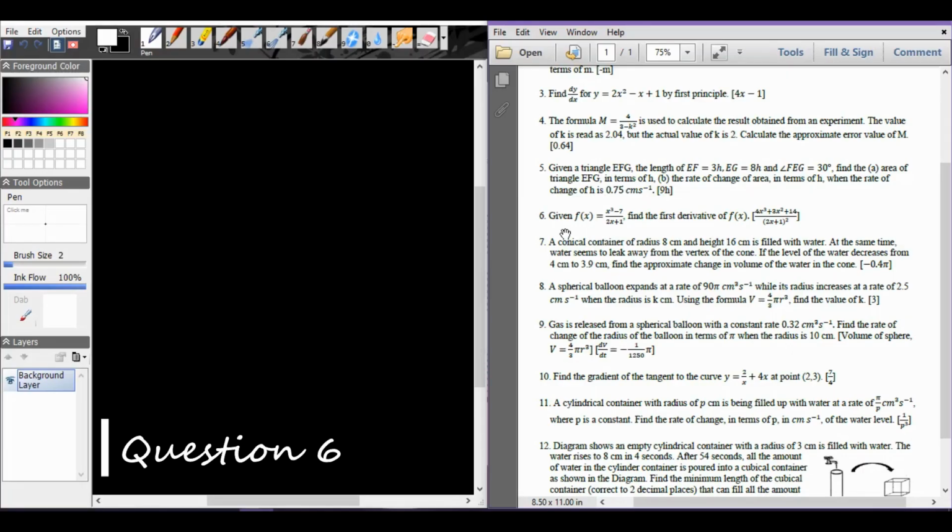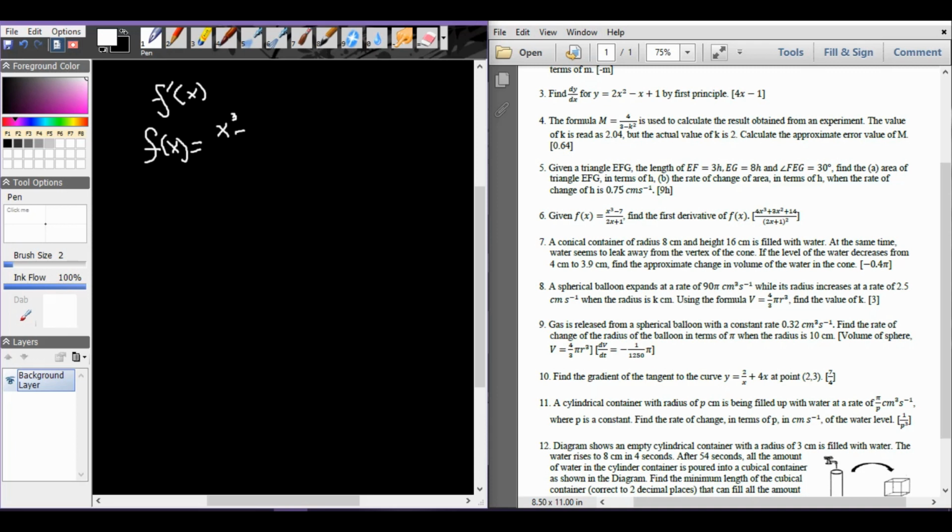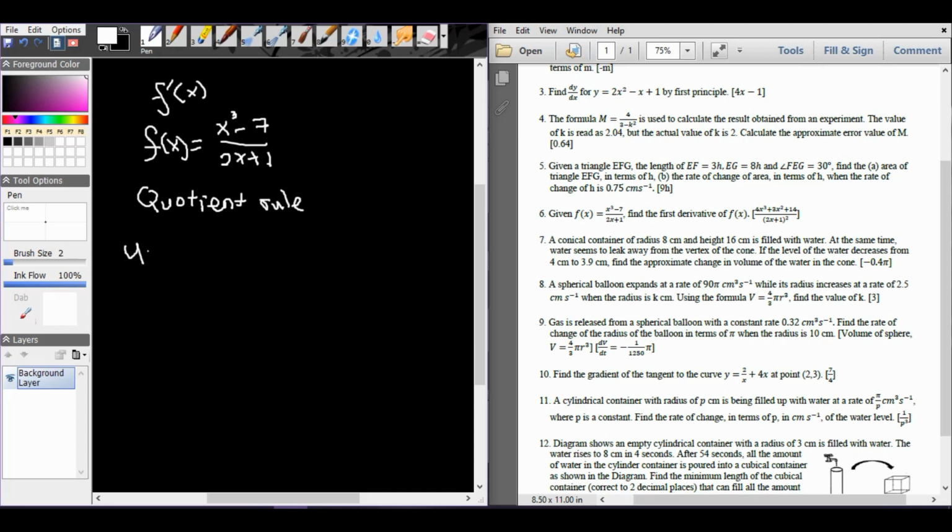Number 6. Given f(x), find the first derivative of f(x). So first derivative means f prime x. We are given f(x) equals (x cubed minus 7) over (2x plus 1). Okay, to differentiate this function, we have to use the quotient rule, because there is x in both numerator and denominator. So we let u equal x cubed minus 7, and let v equal 2x plus 1.